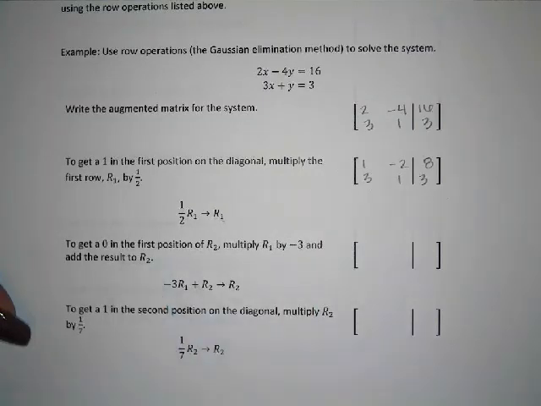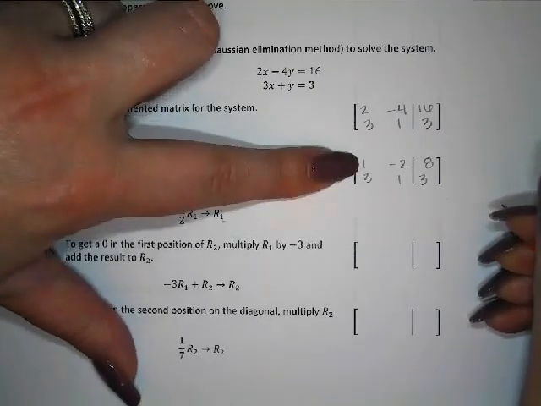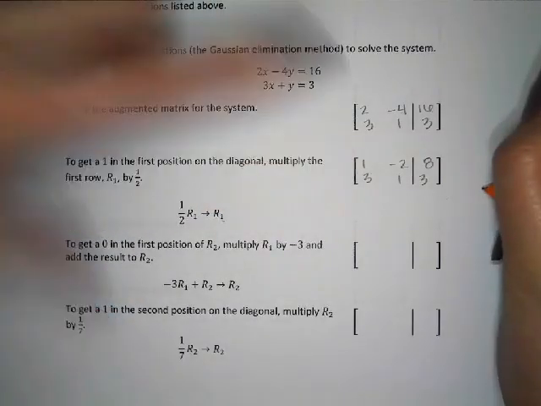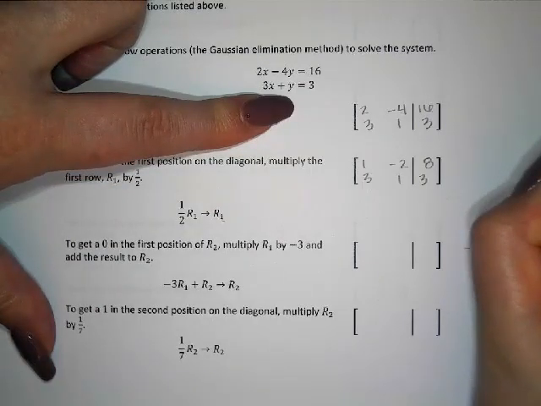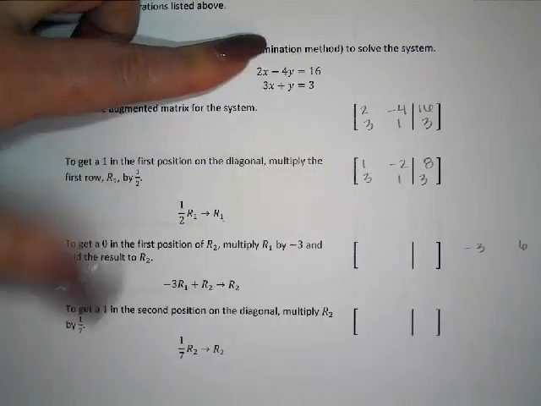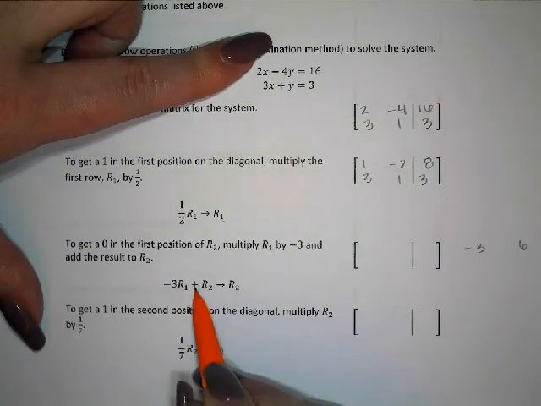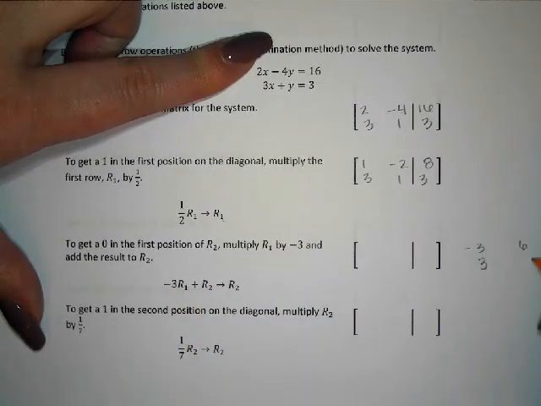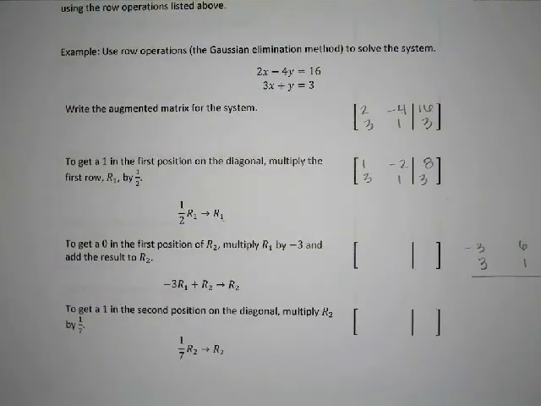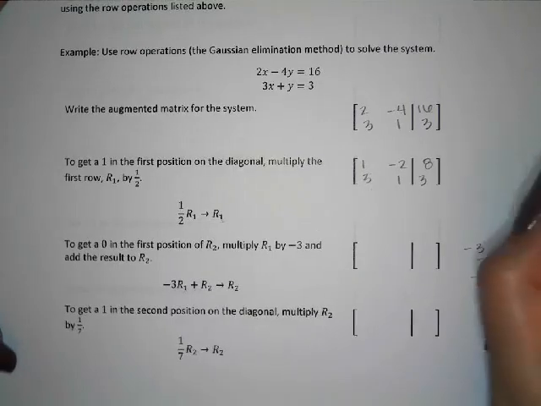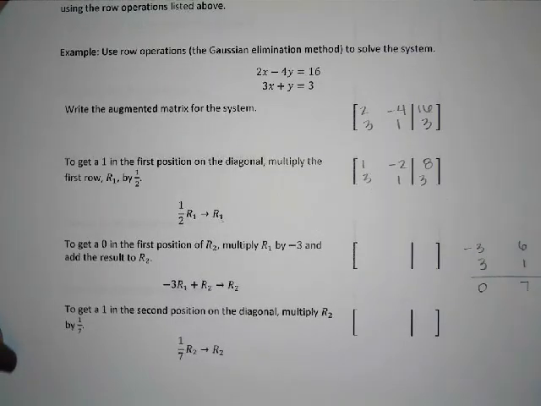So row 1 multiplied by -3 is going to be -3, +6, -24. I'm going to take that and add it to row 2, so -3 times row 1 plus row 2, 3, 1, 3. Sorry about that. And that's going to give me my row 2. 0, 7, -21.